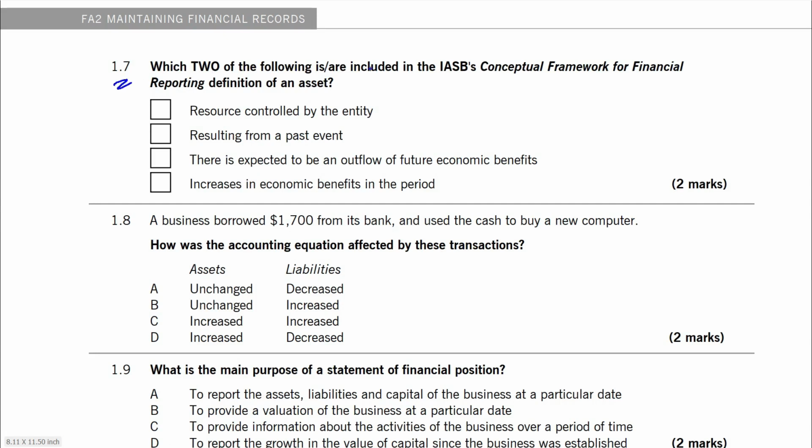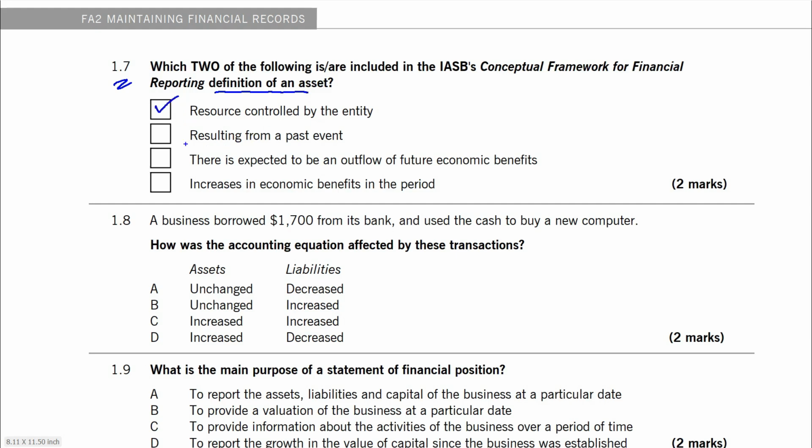Which two of the following are included in IASB's conceptual framework for the financial reporting definition of an asset? For that purpose, we have to recall the definition of asset. So, an asset is something which you own and from which future economic benefits are probable, and it arises as a result of any past transaction or past event, and it is controlled by the entity. Fine. So according to this definition, it is a resource controlled by the entity.